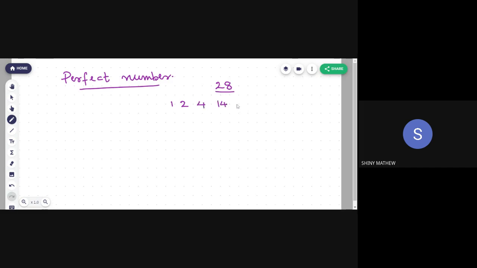So 14 and 28. These are the factors of 28. 1 times 28, 2 times 14, then 4 times 7. 7 is also there, 4 times 7. These are all the factors of 28. What do you think? Is it correct? Yes, miss.